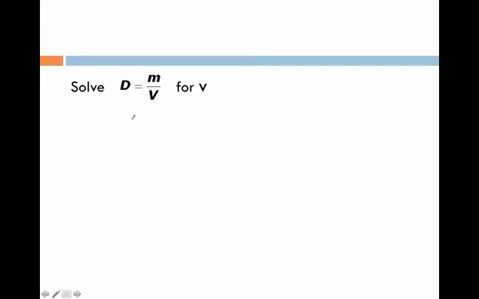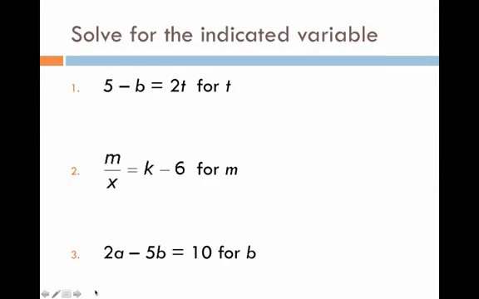Okay, I've got D equals M over V. I'm going to multiply by V on both sides. Just to remind you that you're multiplying everything by V. So I've got VD equals M. What I wanted was the V, so I'm going to divide by D on both sides so that I get V equals M divided by D. Okay. So here's three examples. Go ahead, pause the video and try them out.